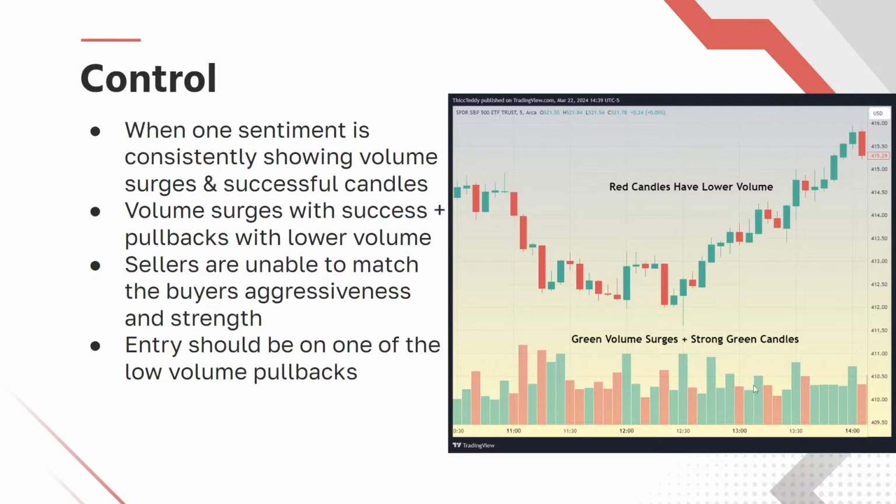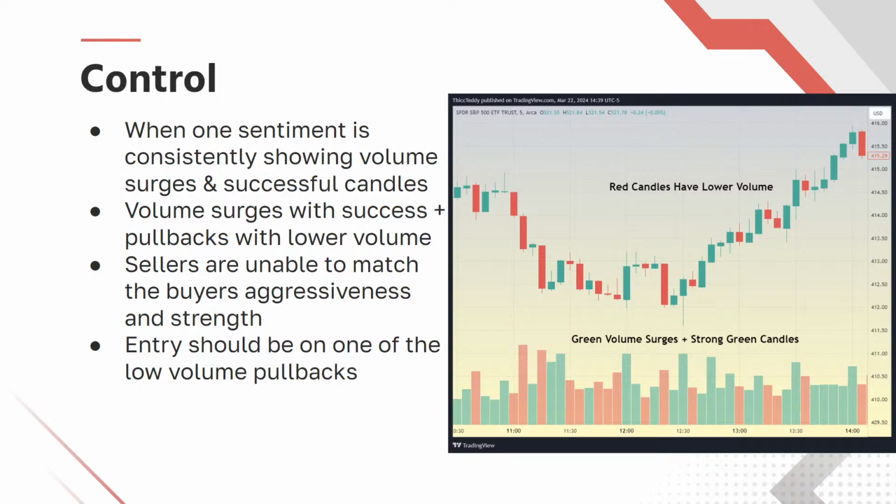And then you guys can see after that, the pullbacks. So this red candle here, this red candle here, these 2 red candles, this red candle here, they're low volume. That's the important part of this, is you're pairing the high volume successful green candles with the lower volume red candles. What that tells us is that sellers are unable to match the buyers' aggressiveness and strength.